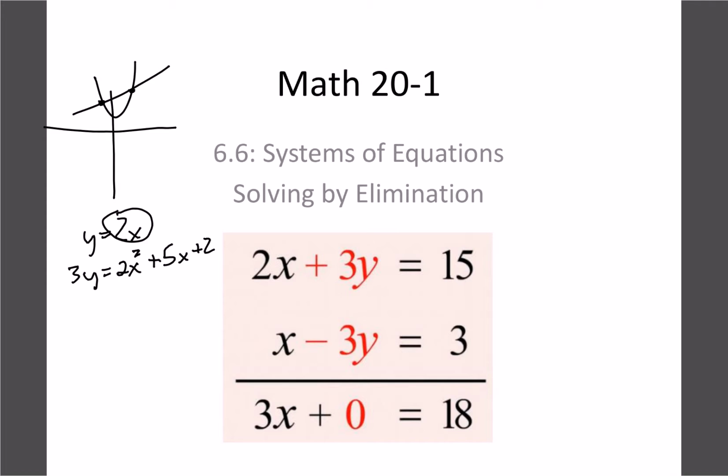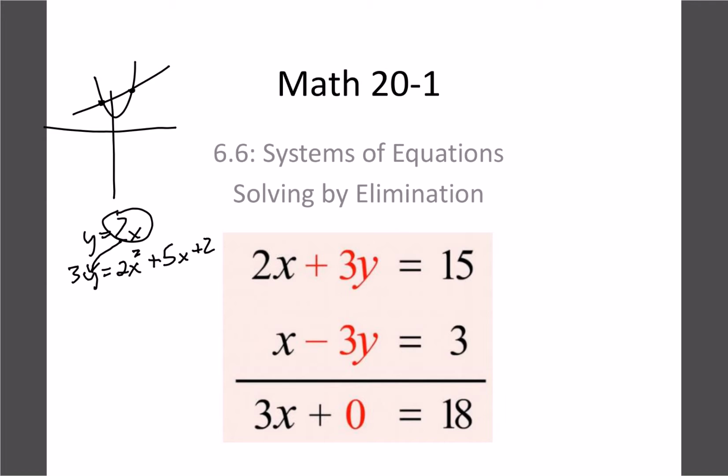We would take the y equals for one and plug it into the y for the other, and that would give us a quadratic equation that we could then solve. So today's method is going to be similar to substitution. It's just going to be algebraic, but it tends to work a little bit quicker, and we call it elimination.